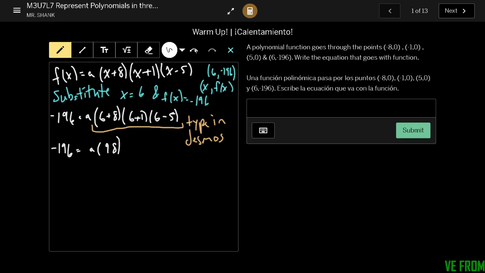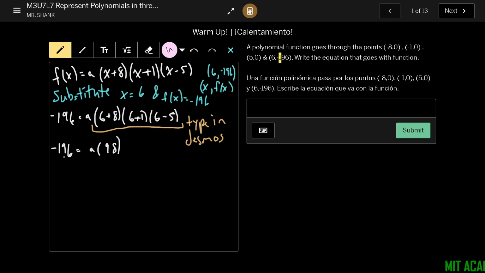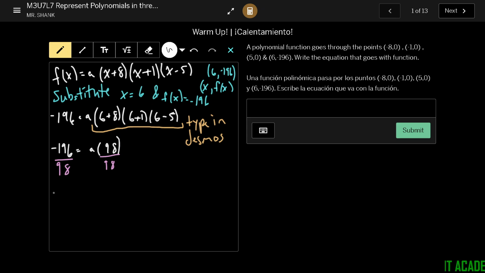Okay, so then that's what we're going to divide both sides by. I'm going to set it up like this: both sides divided by the same number, 98. So all together, I can leave that as a fraction, negative 196 over 98. You can also say negative 2, that also works, but that's equal to a.